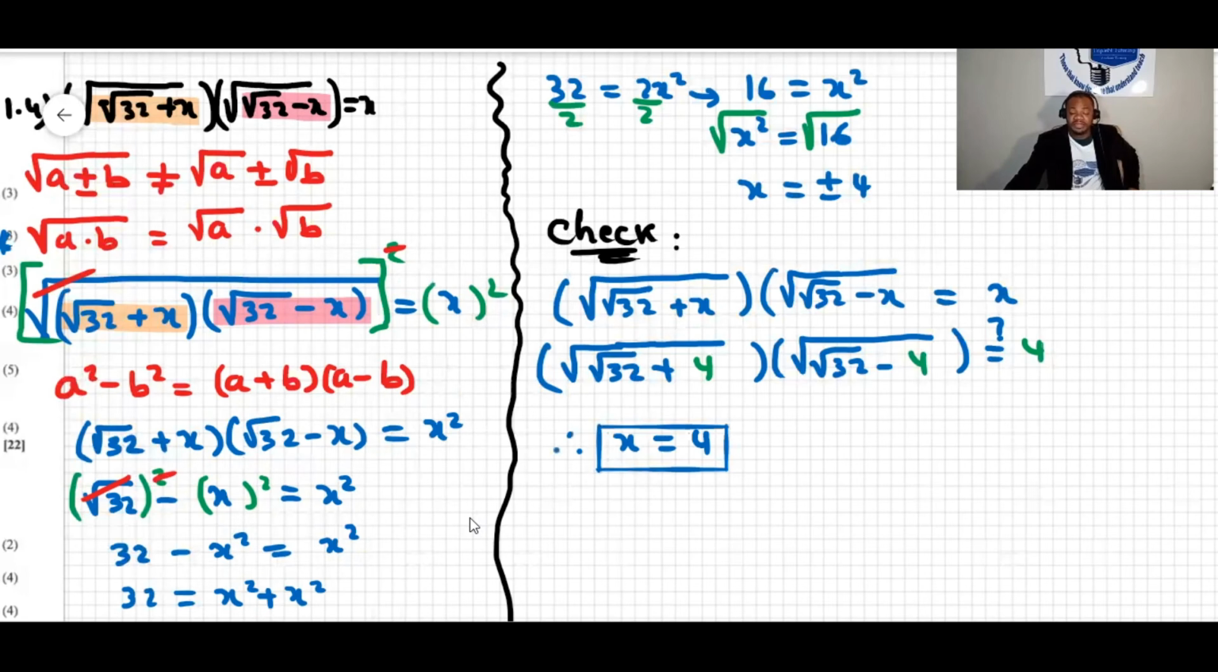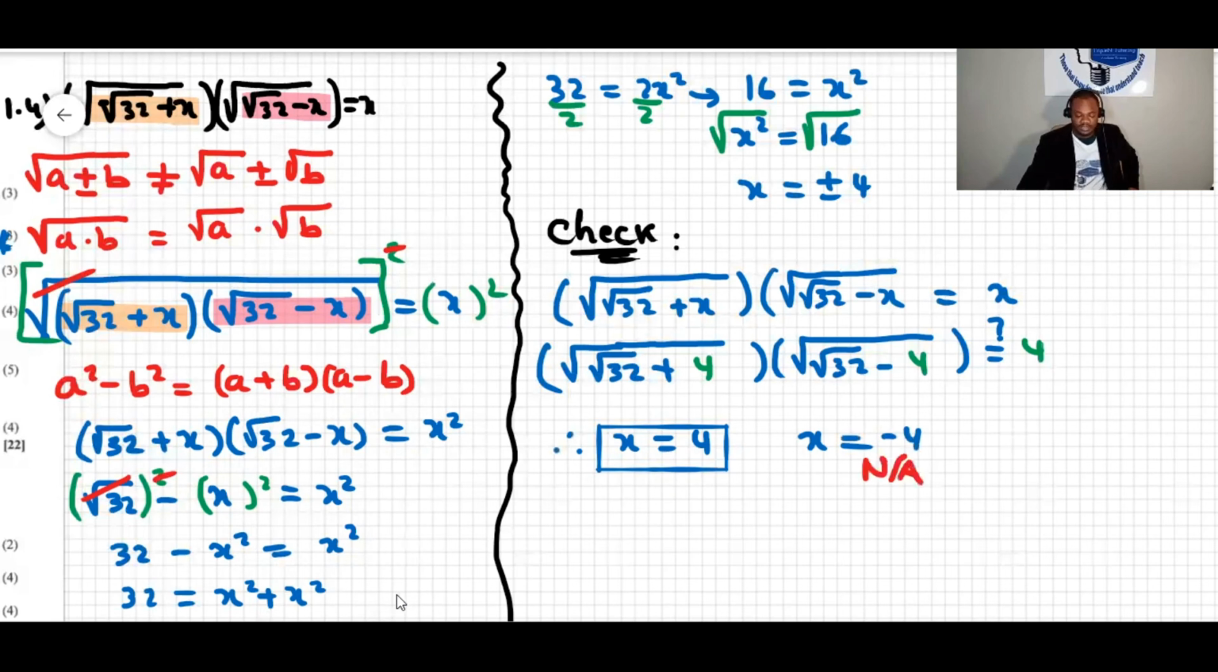I can immediately see that the negative 4 is the invalid answer, because square root of anything here will generate only a positive number. This also will generate exactly a positive number. Positive and positive will only give a positive, because if we say it's negative 4 here, then something is wrong. So the only valid answer is x is equal to 4. We say x equal to negative 4 is not applicable, is invalid.